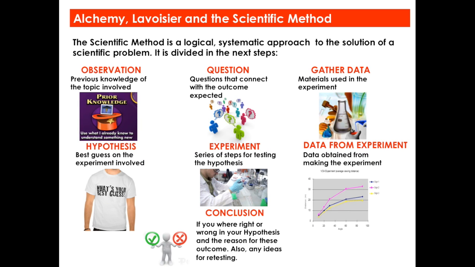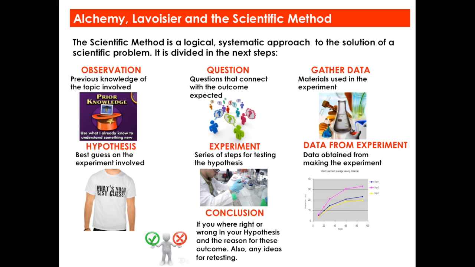The scientific method is a logical, systematic approach to the solution of a scientific problem. It is divided in the next steps: observation, question, gathering data, hypothesis, experiment, data from the experiment, and conclusion. Observation is previous knowledge of the topic involved. Questions are to connect with the outcome expected. Gather data is the materials used in the experiment.